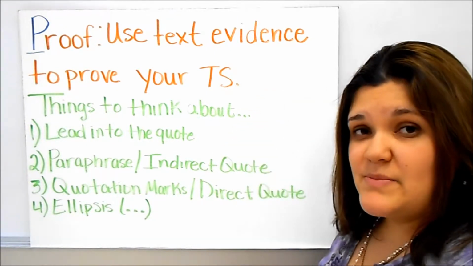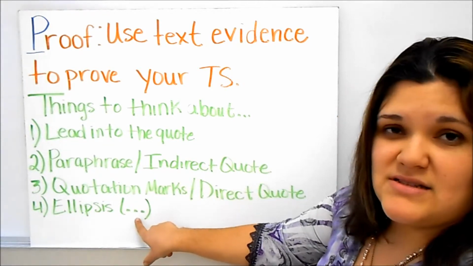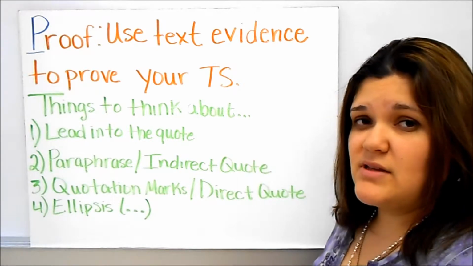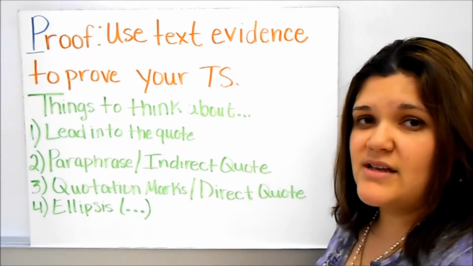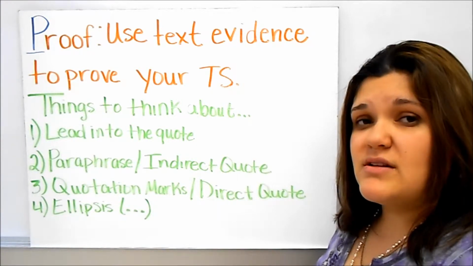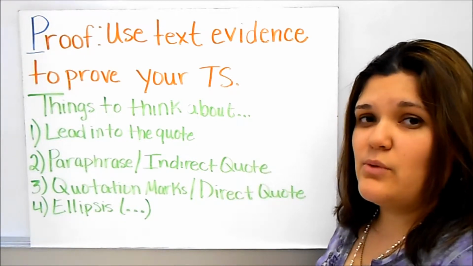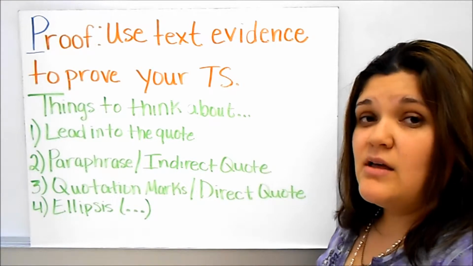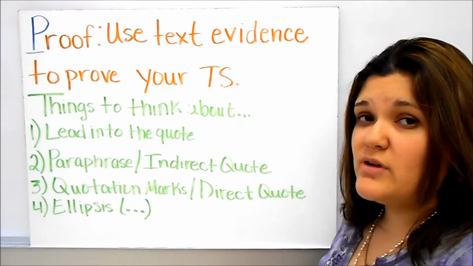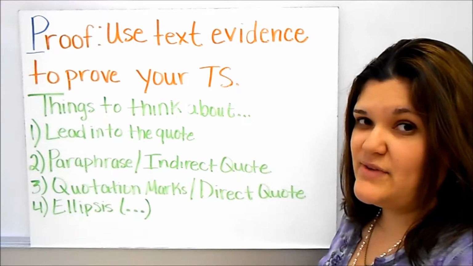Number 4, an ellipsis. An ellipsis is 3 periods, one placed right after the other. Now the purpose of the ellipsis is either to delete part of the text at the beginning of the quote that isn't useful to your purpose, or to delete part of the text at the end of the quote that isn't useful to your purpose. They can also be used in the middle, but that gets a little more tricky. For more ellipsis usage, please see my next video.